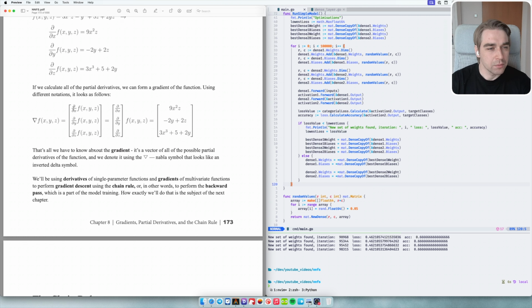So we have d over dx, d over dy, d over dz from this function that gives us the partial derivative for each input, and we have this vector. We'll see how we're going to use it. I'll make it bigger a little bit.